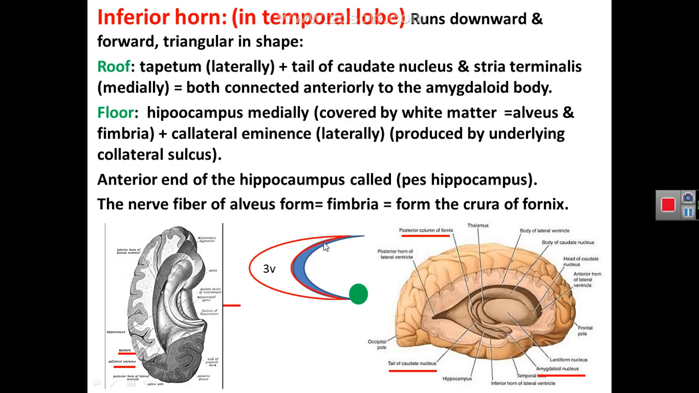You can see that the caudate nucleus tail and the stria terminalis accompanying it end in a structure that will be studied later on, which is called amygdaloid body. And here you can see that this is the tail of caudate and this is the amygdaloid body. It lies in the temporal pole and it will be studied later on. So the floor of the inferior horn is formed by the hippocampus medially and the collateral eminence laterally.